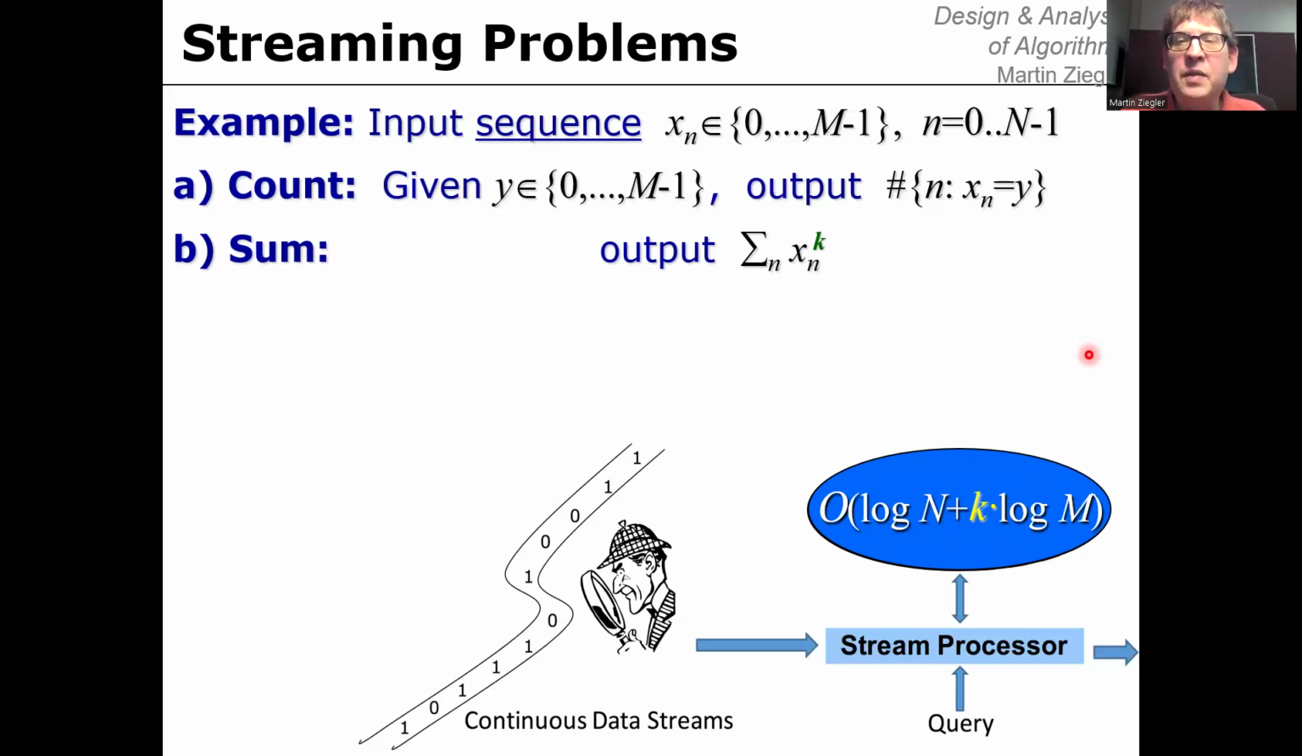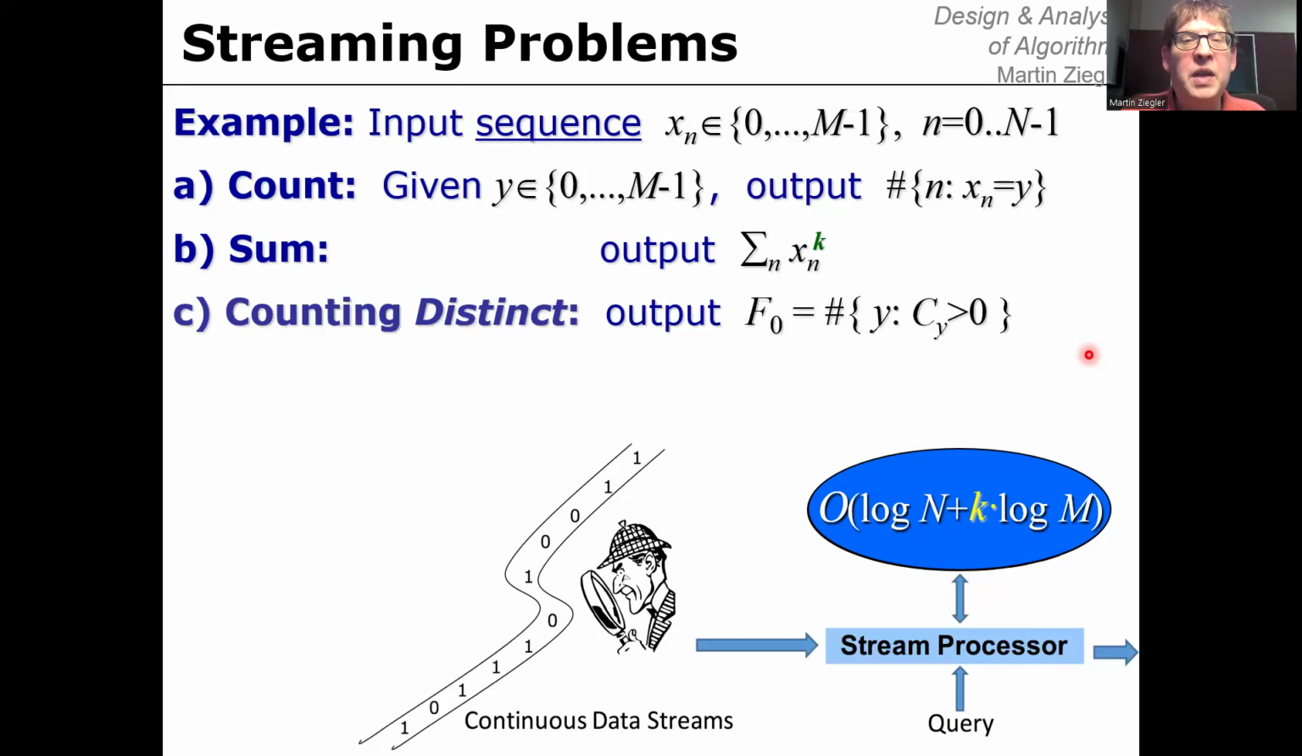Now let's look at another problem, namely counting the number of distinct entries in the streams. This is sometimes called the F0. So we denote, abbreviate with Cy: how often does y occur in that stream? We have an algorithm that calculates that, but it only calculates that for one single given y. We're interested in how many distinct ys occur here, or put differently, for how many ys is this quantity strictly positive?